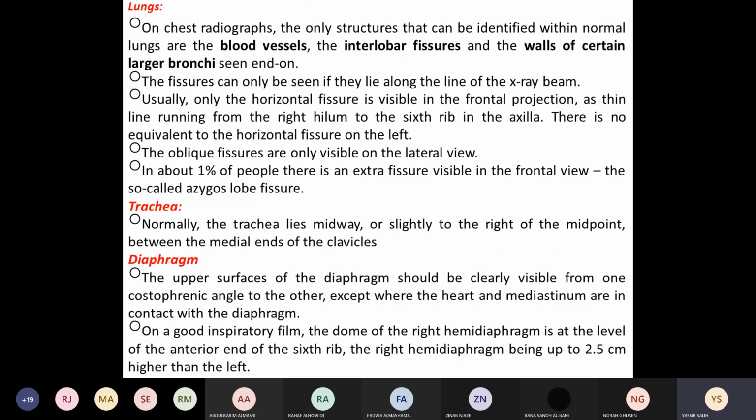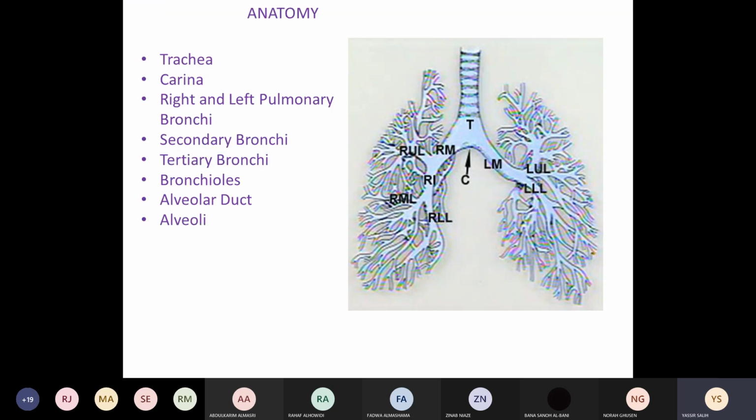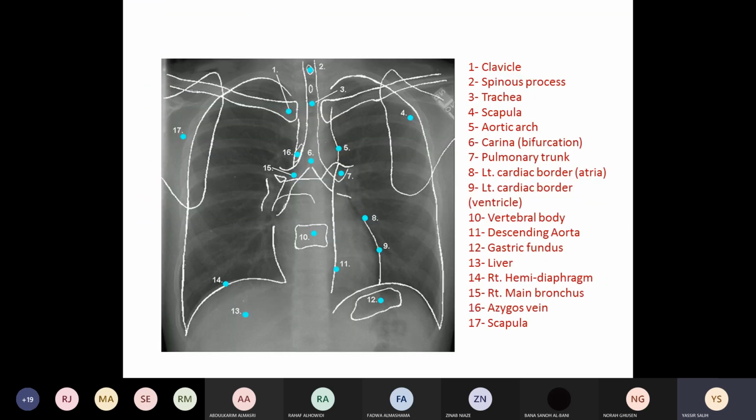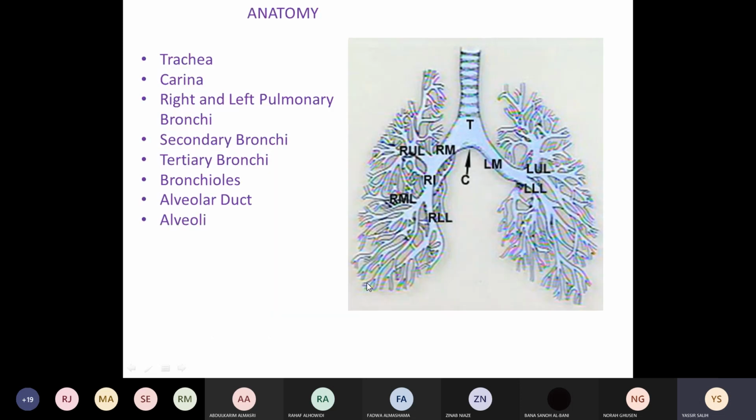Now let us know the normal chest X-ray. What are the normal structures, or what are the characteristic features of a normal chest X-ray? First we have the lung. On chest X-ray we saw the lung should be equally translucent. What are the structures that may be seen within this lung? We have structures normally seen within this lung.